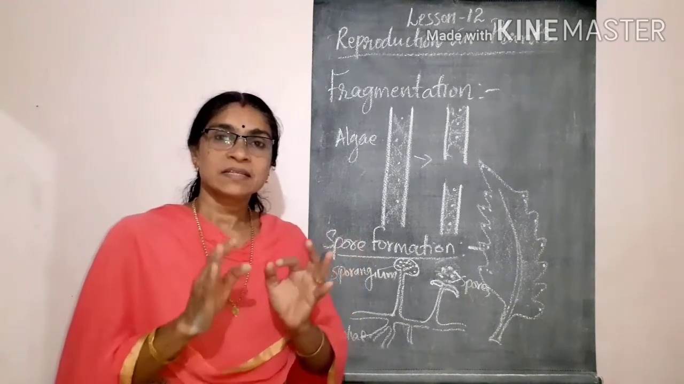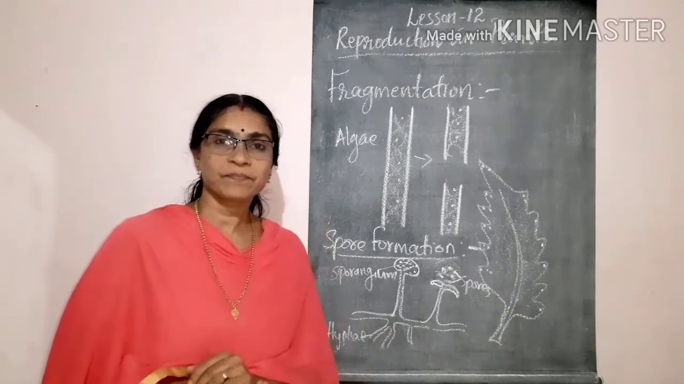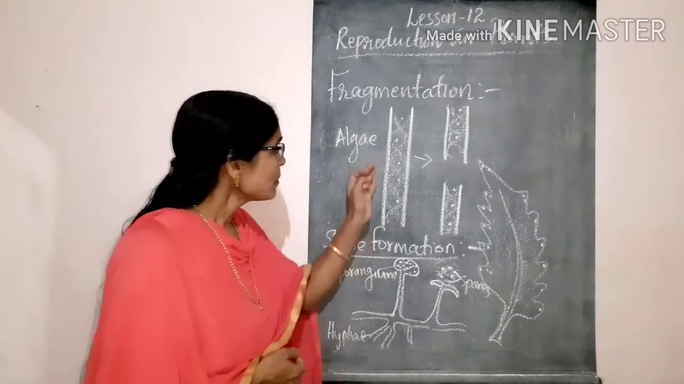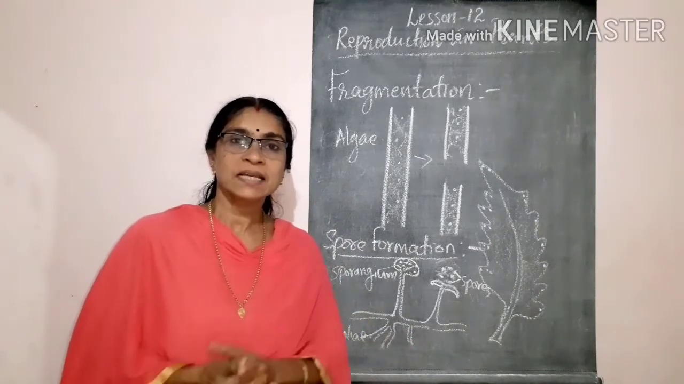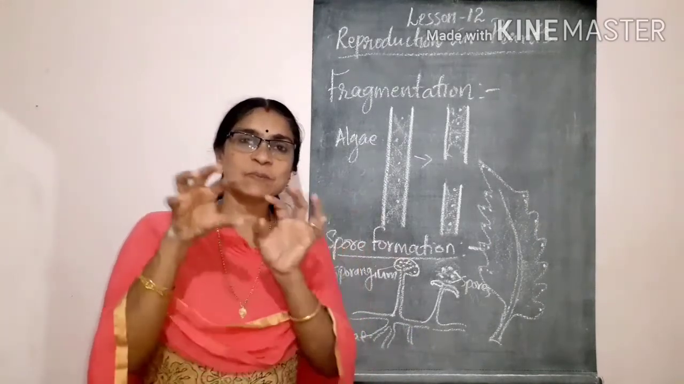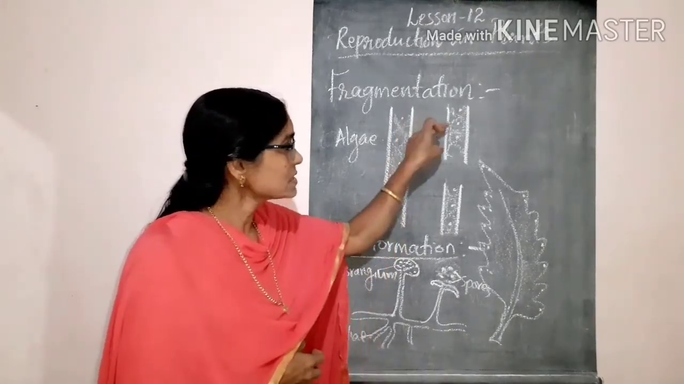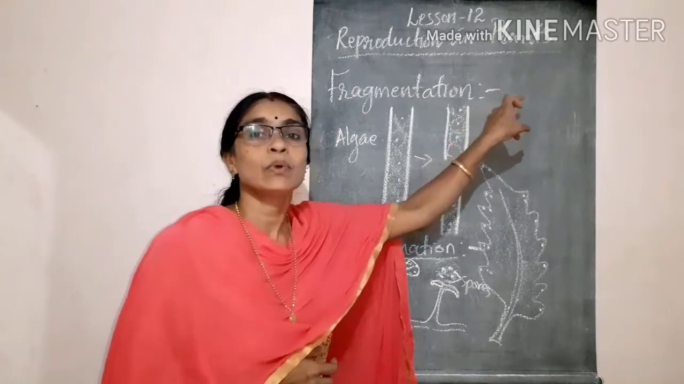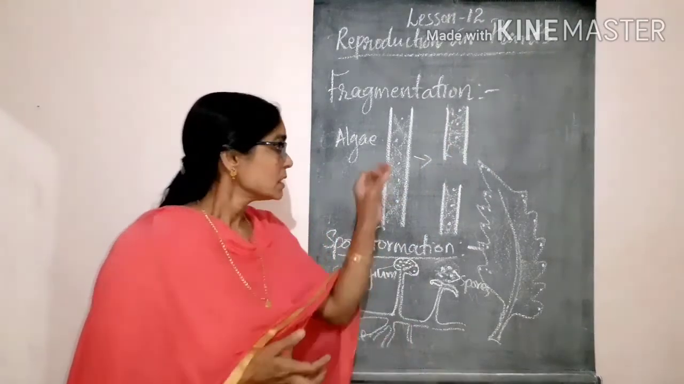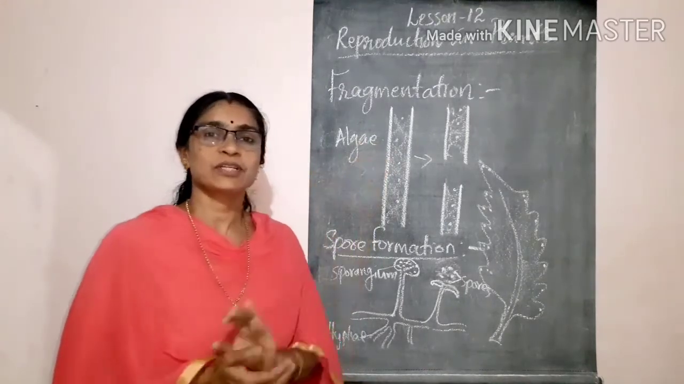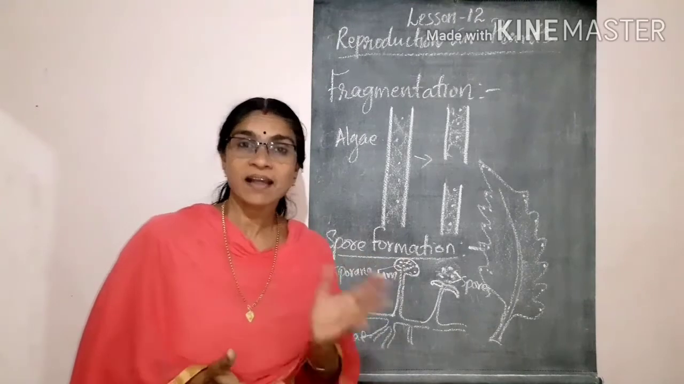Each filament divides to produce 2 or 3 daughter filaments. This type of reproduction is called fragmentation. It means the parent cell divides to produce pieces or fragments, and each fragment gives rise to a new alga or new individual. This type of asexual reproduction is called fragmentation, mainly taking place in algae.